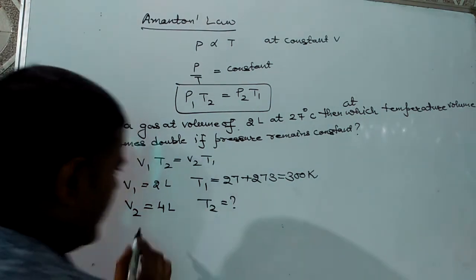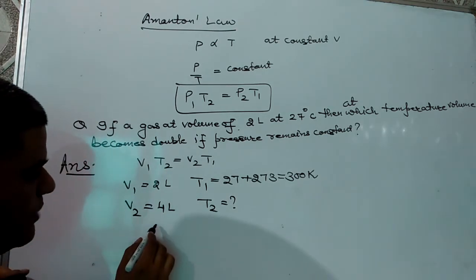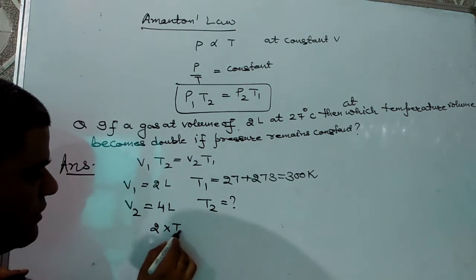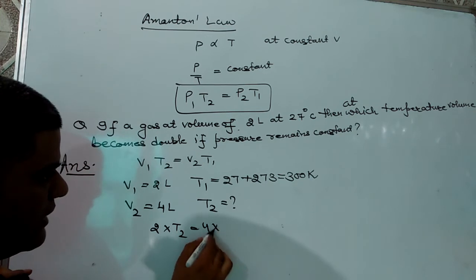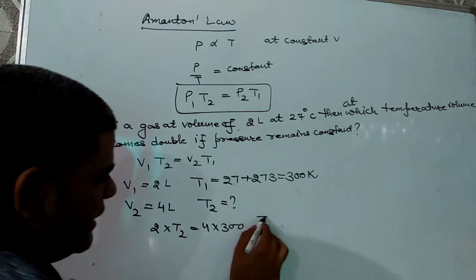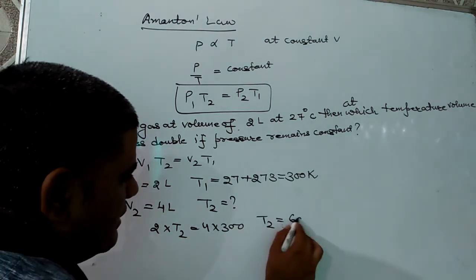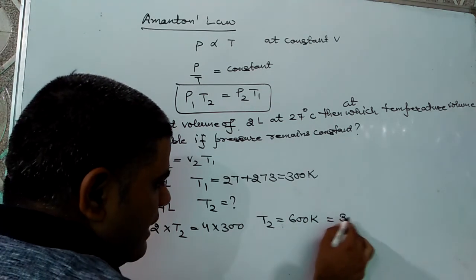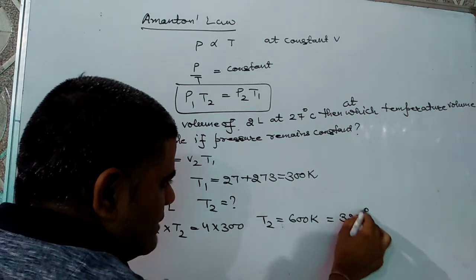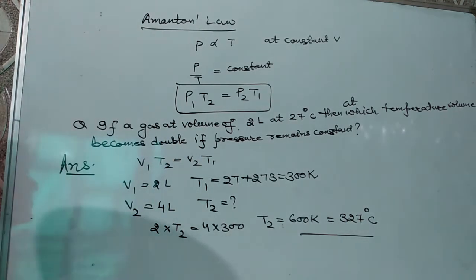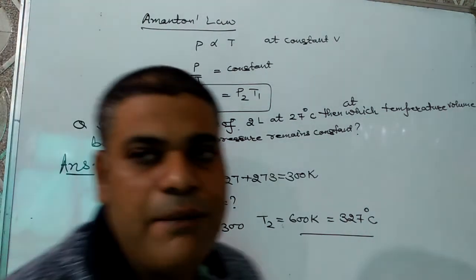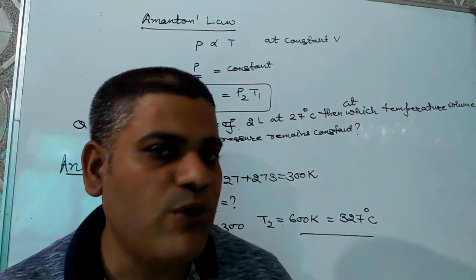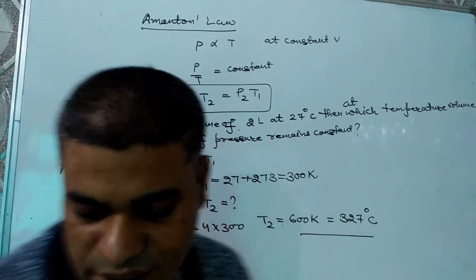So putting these values here, it comes out to be 2 into T2, that is equal to 4 into 300, and that comes out to be T2 will be equal to 600 Kelvin. So in centigrade that can be 327 degree centigrade. So keep it in mind, first we have to convert temperature into Kelvin and then we have to do the numericals. Next question is there.